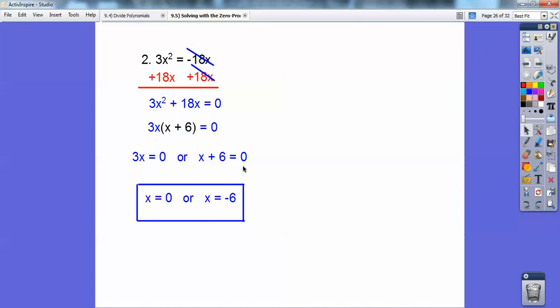I did some minus 6, minus 6. 3 times what number equals 0? 3 times 0 equals 0, so x must be 0.